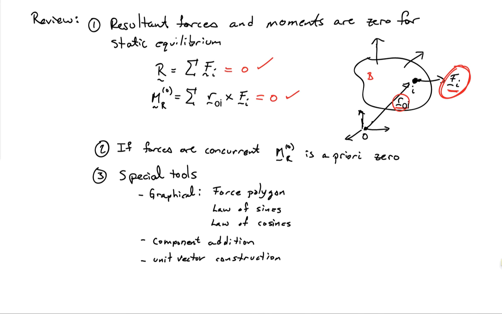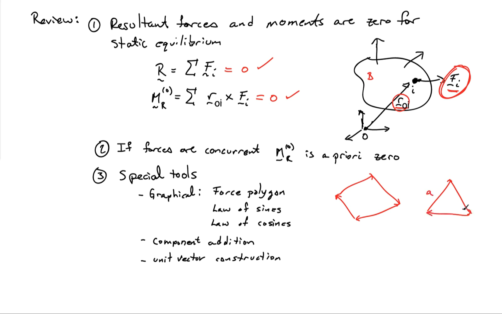There was the graphical tool, say the force polygon, which says that if you have a set of forces, you can line them up head to tail, and they have to make a closed polygon for the system to be in equilibrium. So you can use then that geometric diagram to help you determine the unknowns in the problem. If you happen to have only three forces in your system, then your force polygon is a triangle.